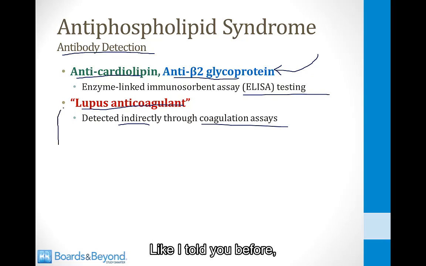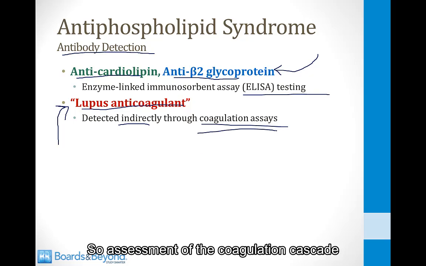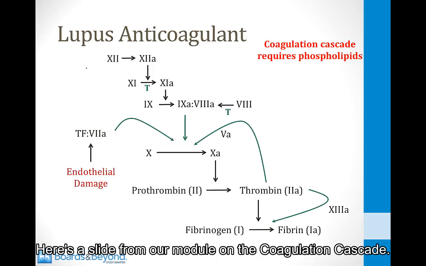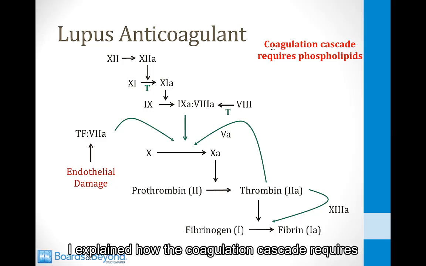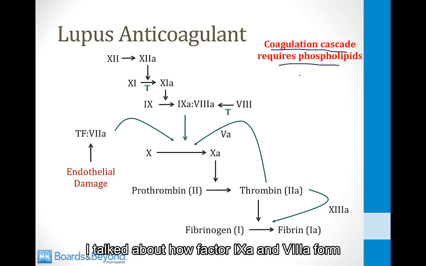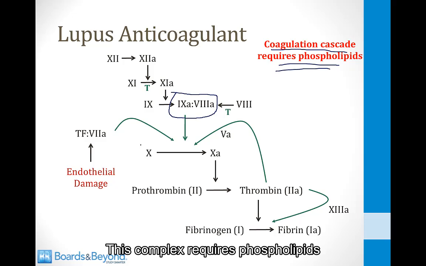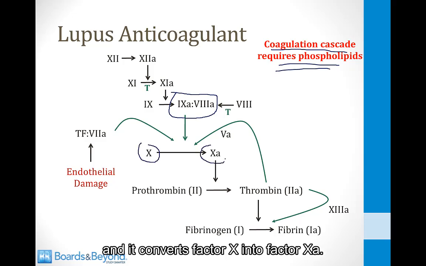Like I told you before, this antibody interferes with coagulation testing, so assessment of the coagulation cascade is usually how the presence of the lupus anticoagulant is identified. So let's talk about how that works now. Here's a slide from our module on the coagulation cascade, and in that module I explained how the coagulation cascade requires phospholipids for certain steps. I talked about how factor 9A and 8A form a large multi-component complex on top of cell membranes. This complex requires phospholipids and it converts factor 10 into factor 10A.